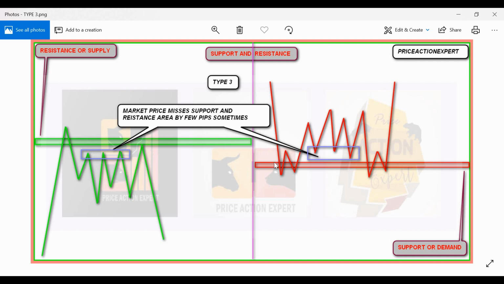This example, type 3, is actually to show you it is not necessary that support and resistance should be tested or touched. If it is missed by a few pips, like 20, 30 or 40 pips, it is still a valid zone or a valid support and resistance level. I'll show you a few examples of this type 3.